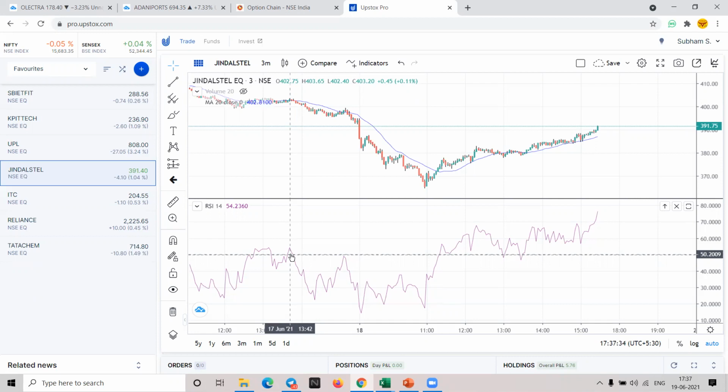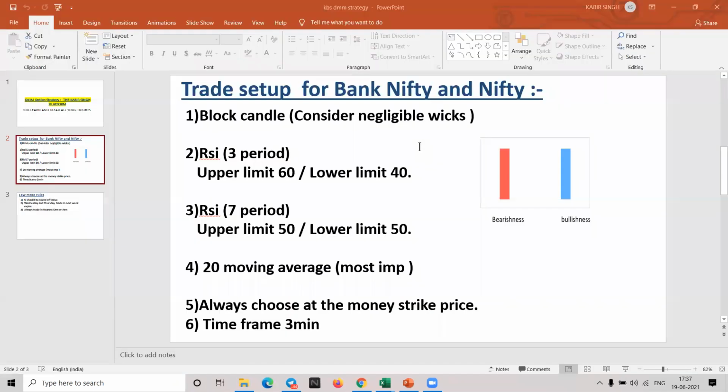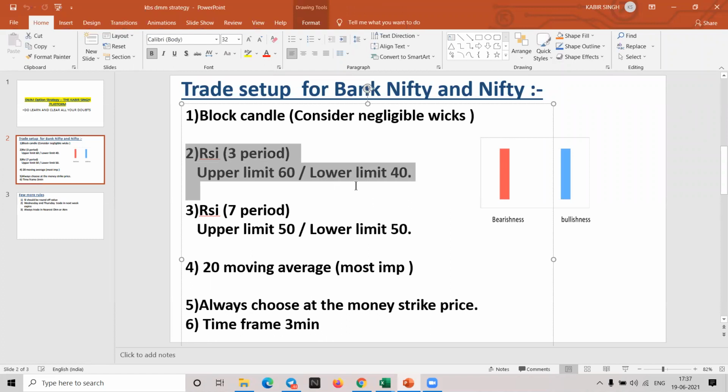Right. So now what you have to do. Let me tell you with Nifty, and then I'll explain how you can apply it anywhere else. You have to find out a block candle and how to use the moving average. I'll tell you RSI also. You can ignore this 3 RSI; at present we are not using it. We use a simple 7-period RSI.